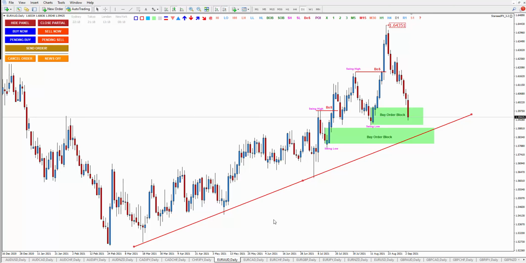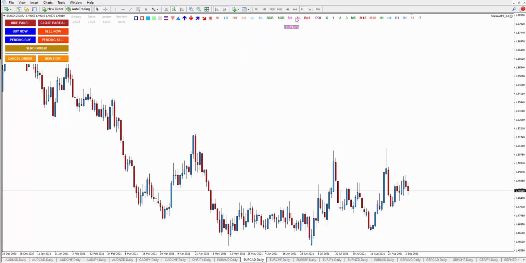Now let's continue at Euro Canadian. And here is our swing high, this is our swing low, and this is the break of structure. And our order block is the last bearish candle before the breakout happened. So right now we are within the buy order block. Even though the price looks hesitant here, I think the price is gonna go higher. Why? Because take a look, the price keeps closing higher and higher, so it's probably gonna go higher.